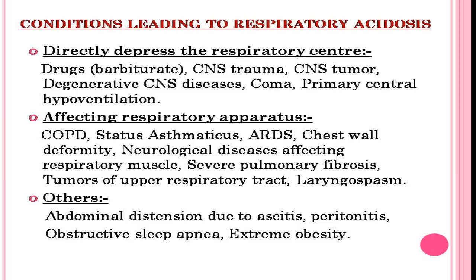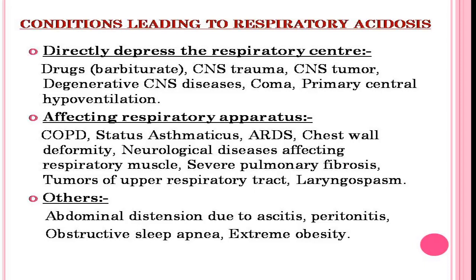Now what are those factors which can directly depress the respiratory center, leading to the accumulation of carbon dioxide in the system? First of all, there are some drugs like barbiturates, narcotics or sleeping pills. These can directly depress the respiratory center, leading to less respiration and increased accumulation of carbon dioxide in the blood. And the other things like central nervous system trauma, central nervous system tumor, degenerative central nervous system diseases, coma, primary cerebral hypoventilation, all these directly depress the respiratory center, leading to the accumulation of carbon dioxide inside the system.